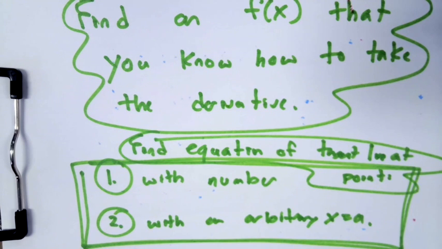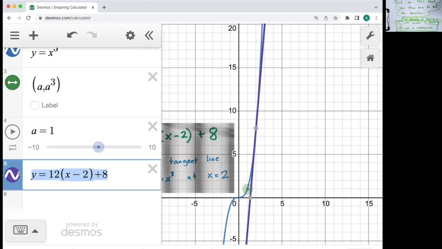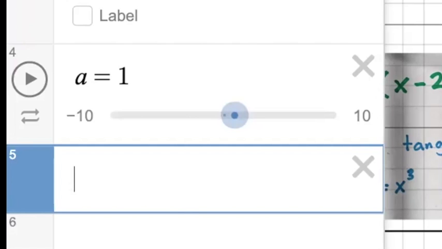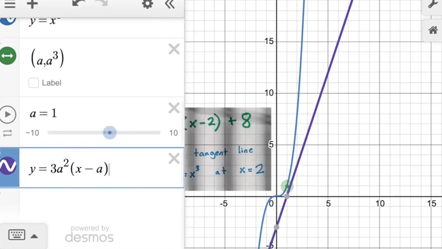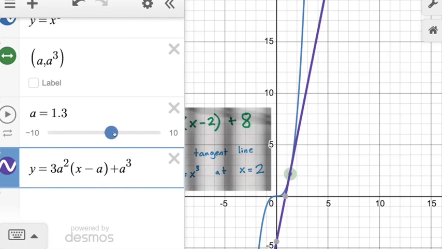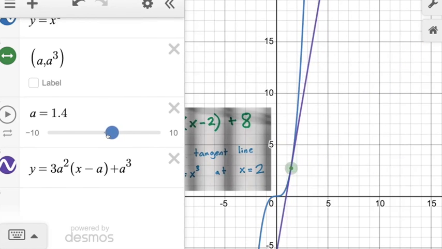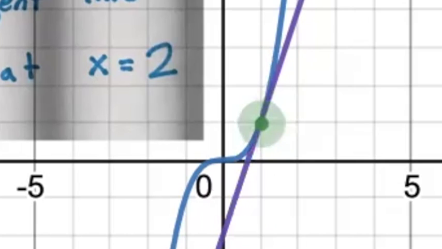When we do this with an arbitrary a value, we can do it on the computer and look at a cubed. And then I know that my slope will be 3a squared. So I'm looking at x minus a plus a cubed. And now I can drag a, and you can see that as my point moves, my tangent line moves with it. Do you see that? How this green point is moving and this purple tangent line is moving with it?